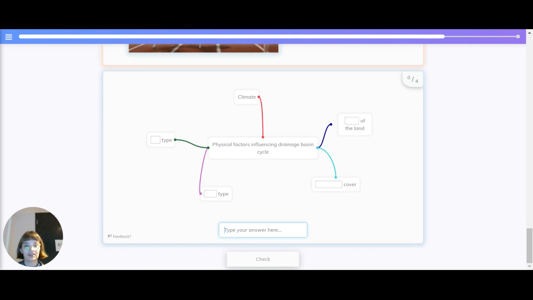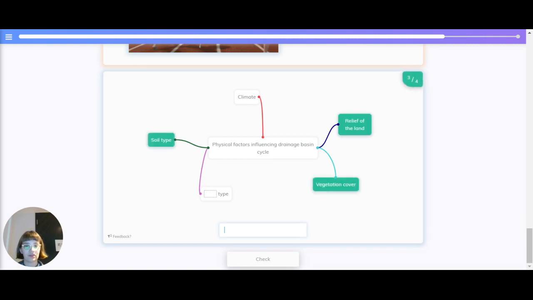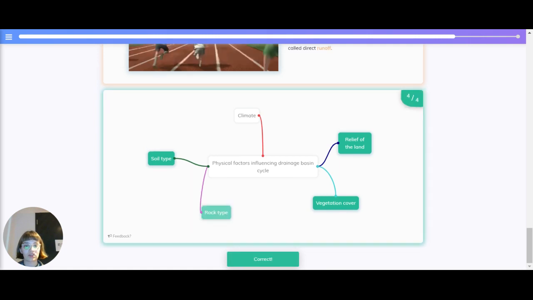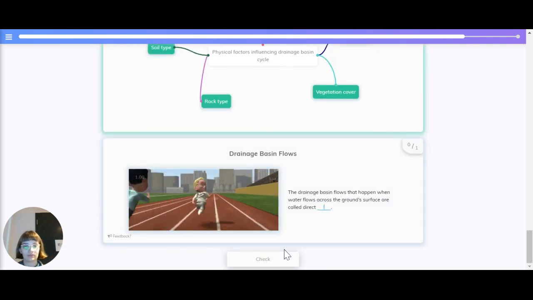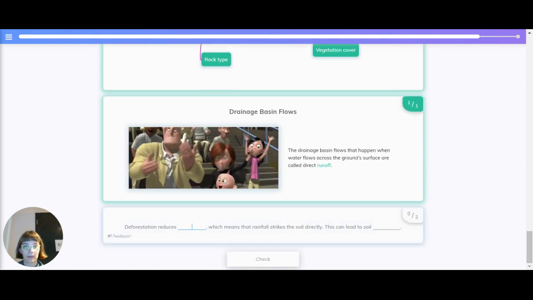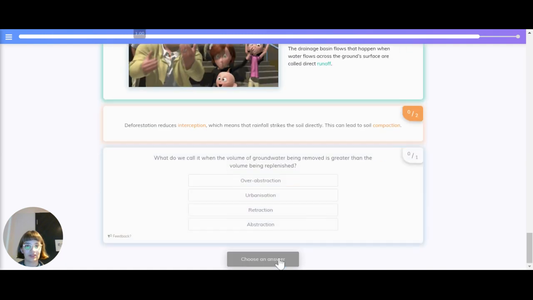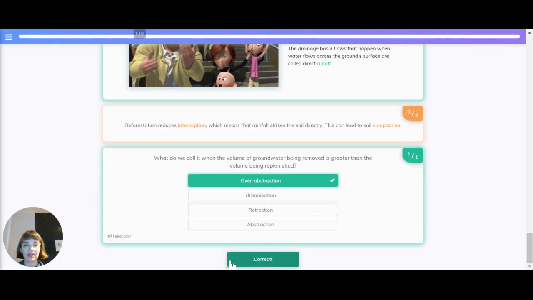What are the different physical factors influencing the drainage basin cycle? These are climate, relief of the land, vegetation cover, soil type, and rock type. Deforestation reduces what? It reduces interception, which means that rainfall strikes the soil directly, which can lead to soil compaction. What do we call it when the volume of groundwater being removed is greater than the volume being replenished? We call this over-abstraction.